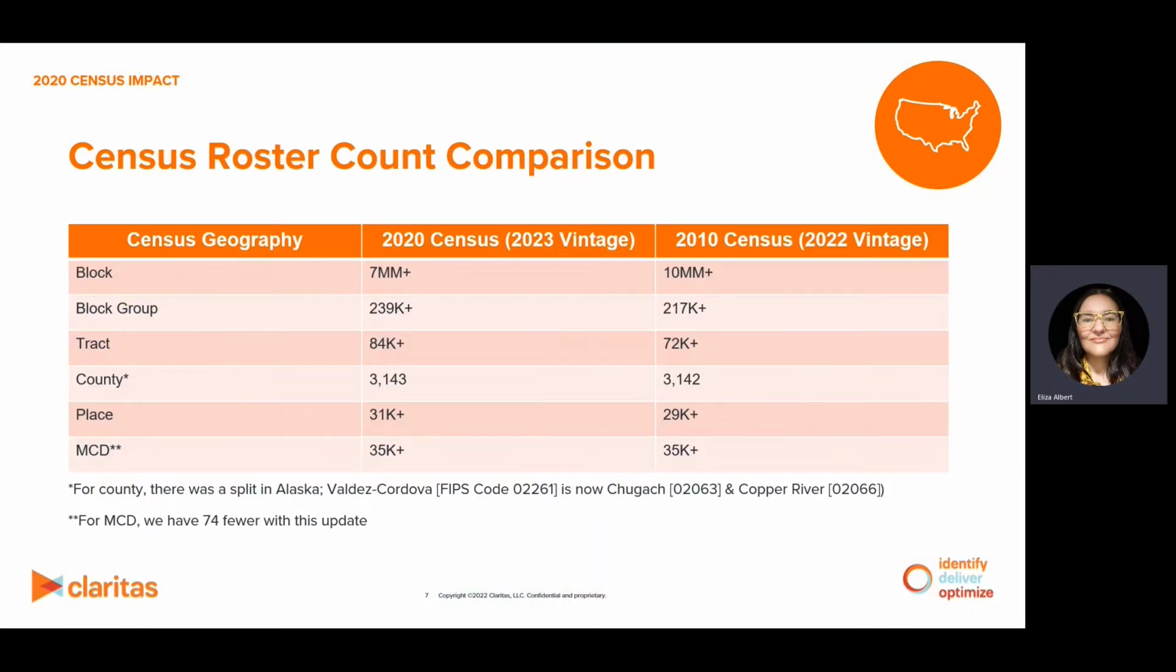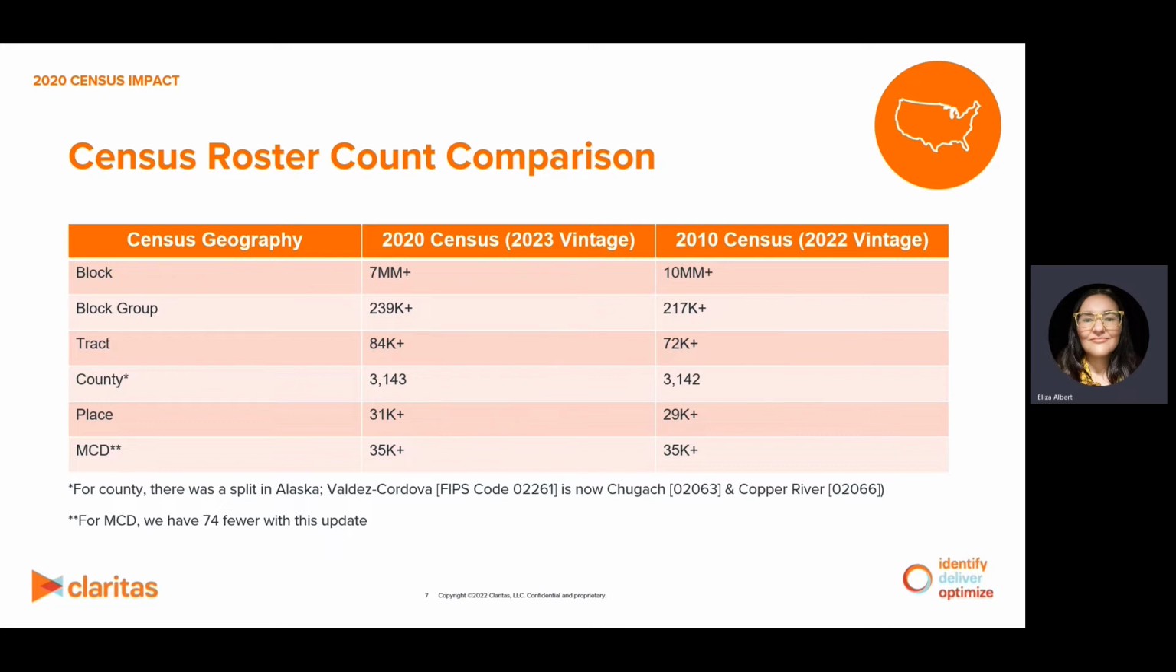Now I wanted to show you a roster count comparison between the 2020 census, which is being used for our 2023 vintage, and the 2010 census, which was last used for the 2022 vintage. Starting with blocks, we actually do have a reduction there. We're now over 7 million as opposed to over 10 million before, and that might be some cleanup on the Census Bureau's end. But with block groups, because again those are based on a consistent range of population counts, as population has increased, the number of block groups has also gone up. So we're now over 239,000 as opposed to around 217,000 from before.